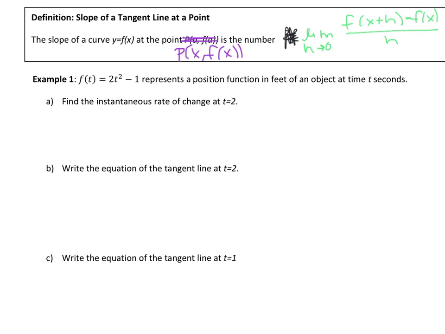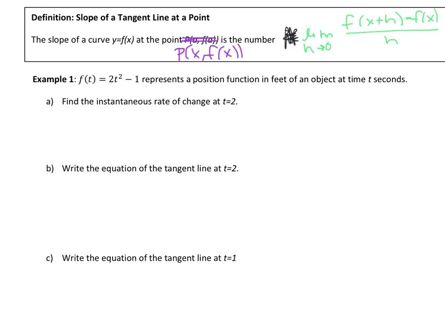Okay, so example 1 says f of t, so for time, we're dealing with a real situation here, is equal to 2t squared minus 1 represents a position function in feet of an object at time t seconds. So in order to do this, I'm going to use the definition of the slope of a tangent line that I have right here, and we're going to plug in, and we're going to figure out exactly what's happening at 2. So to start, we need to figure out what f of x plus h is and f of x is. Okay, or in this case, f of t plus h and f of t.